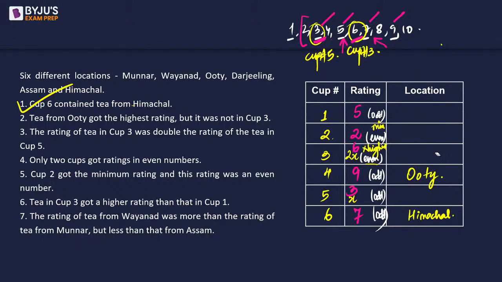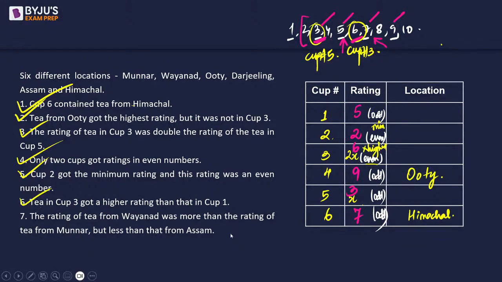Okay. So second statement we revisited. We were able to figure out the rating of every cup. Now, third statement, the rating of tea in cup 3 was double the rating of tea in cup 5. Yes, it is. Only 2 cups got ratings in even number. Yes, cup number 2 and 3, 2 and 6. Cup 2 got the minimum rating, which is 2. Yes. And this rating was an even number. Perfect. Tea in cup 3 had a higher rating than in cup 1. So 5 and 6. Yes, perfect.